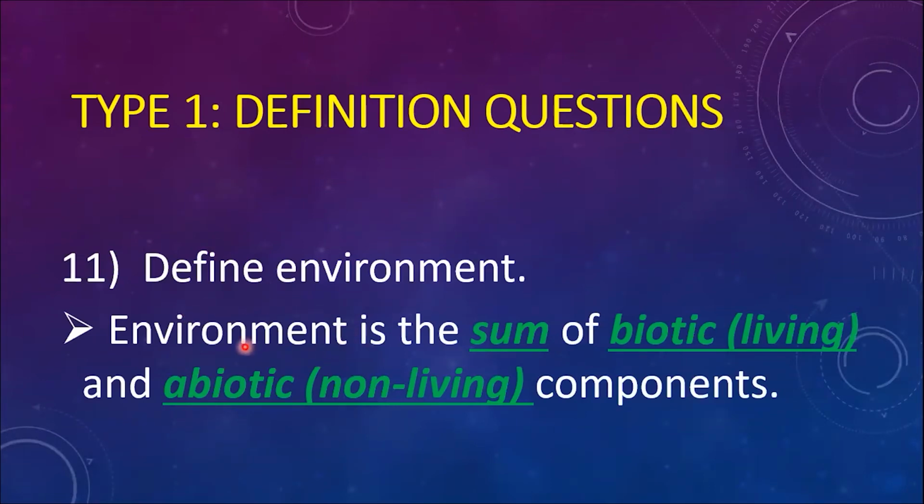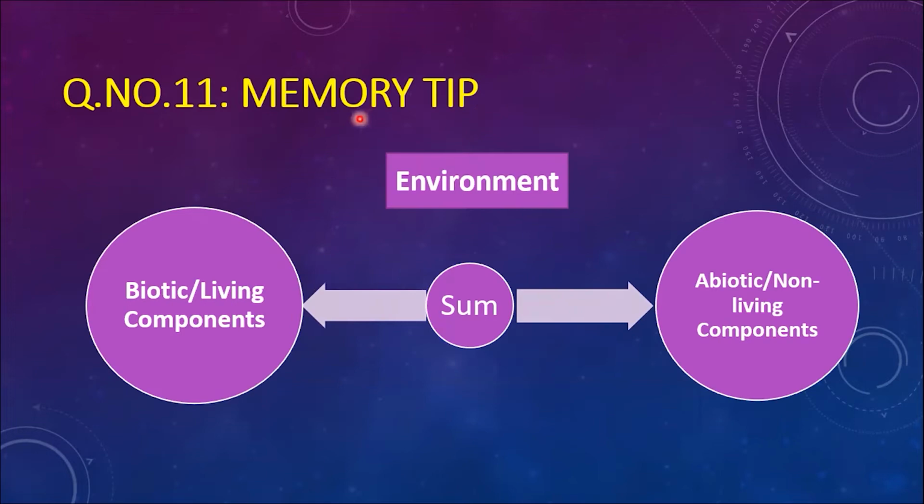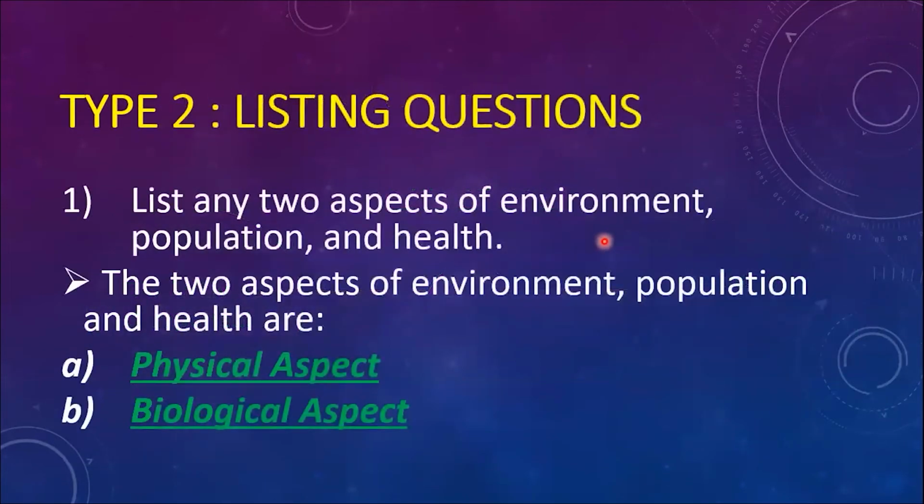Define environment. Environment is the sum of biotic means living and abiotic means non-living components. So here are three major words: sum, biotic, abiotic. So we can see the memory tip here. So environment is the sum of biotic components means living components and abiotic components means non-living components. You remember this. Let's go to next.